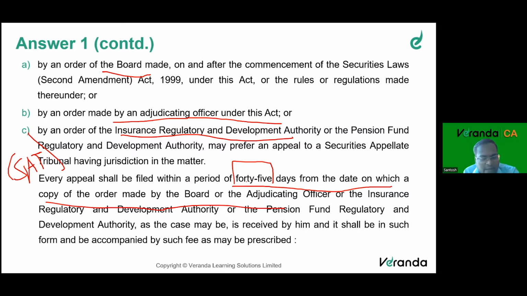You didn't come back within 45 days. Now, what are you coming back with so much of this thing? So 45 days becomes an important one, and it shall be accompanied by a form as well as a fee. Both of these need to be accompanied when I go back with the request to the SAT.